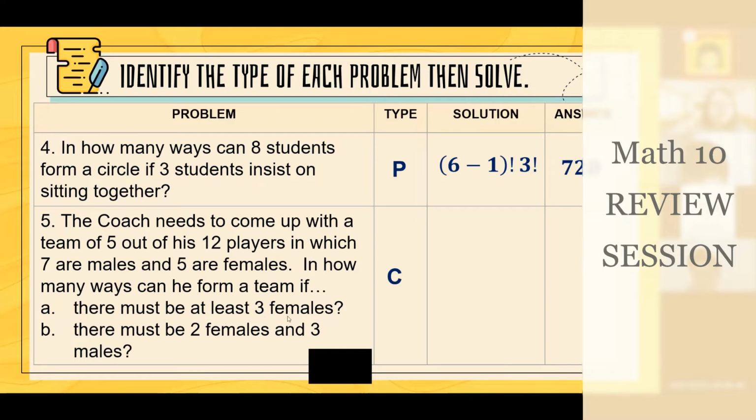There must be at least 3 females. So it is possible, kasi at least, it is possible that you have 3, 4, and 5. Of course, if you have 3 females, there will be 2 males, kasi you need 5 lang. If there will be 4 females, there should be 1 male. And if there are 5 females, there's no male. So how will you arrange that in computation?